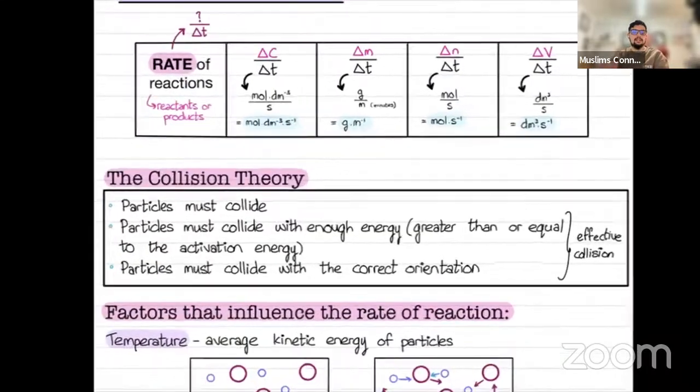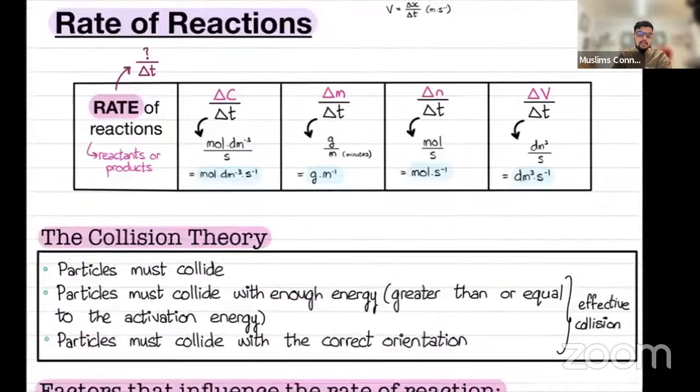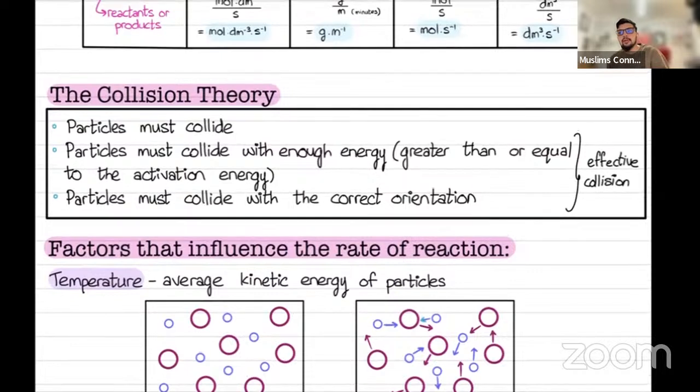Let me discuss quickly the collision theory. So a little bit of theory, no pun intended. The collision theory states that particles must collide. Now we're talking about reactions. So in reactions, say we have a bunch of reactants and we heat them up together. They're going to start colliding, they're going to start moving. Something has to happen in order for the reaction to take place, and collision theory fits in with that.